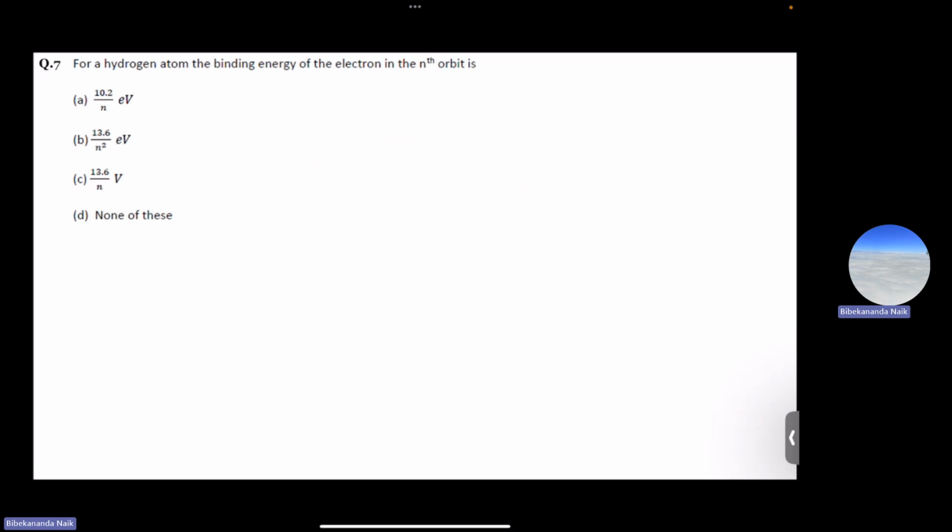Then continuing our discussion, question number 7. For a hydrogen atom, the binding energy of the electron in the nth orbit is: option A, 10.2 by n electron volt; option B, 13.6 by n square electron volt; option C, 13.6 by n electron volt; and option D, none of these. So this is a good question. I'll give you a few minutes to think about it, and after some time I will discuss.